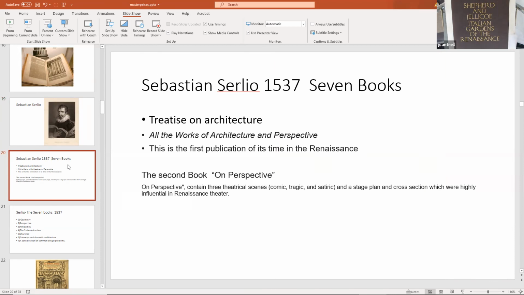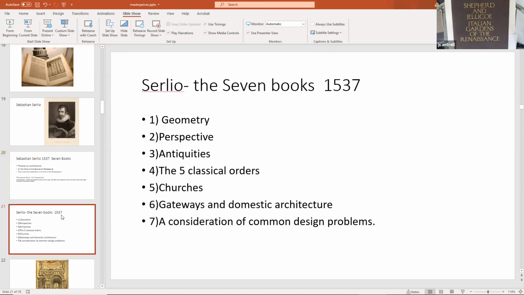His treatise on architecture, of course, has theories and writings, much like Vitruvius did. What I find most interesting in Serlio is his redrawings of perspective, which we'll look at in a minute. But he has 7 books, not 10. He condensed and combined and elaborated on Vitruvius's early writings. So we have, which we talked about in the last chapter, geometry, perspective, antiquities, the 5 classical orders, which each architect tries to codify and clarify the relationship of, which I'll talk about in a minute.